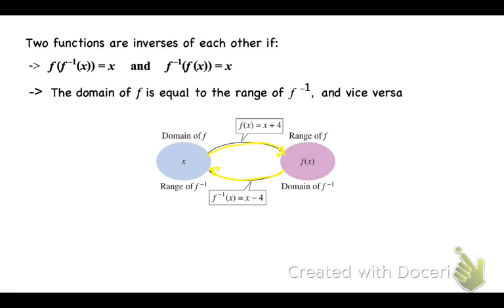So when I verify if they are inverses of each other, I take f of f inverse, and when I do that composition, my answer will be x every single time. And then when I do f inverse of f, my answer will be x every single time, if they are inverses of each other. If I get negative x, then they're not inverses. The negative one, like f to the negative 1, means inverse.